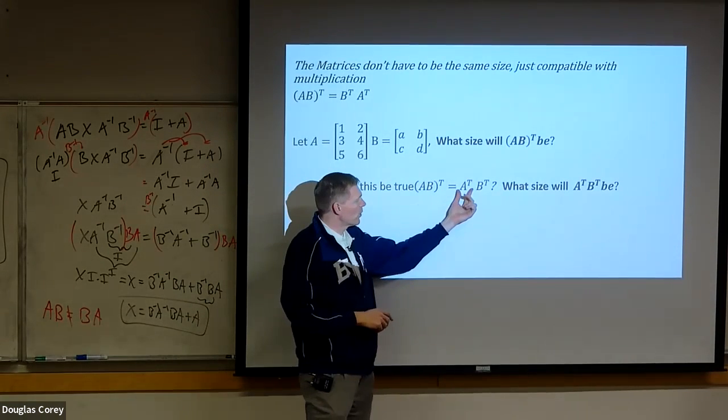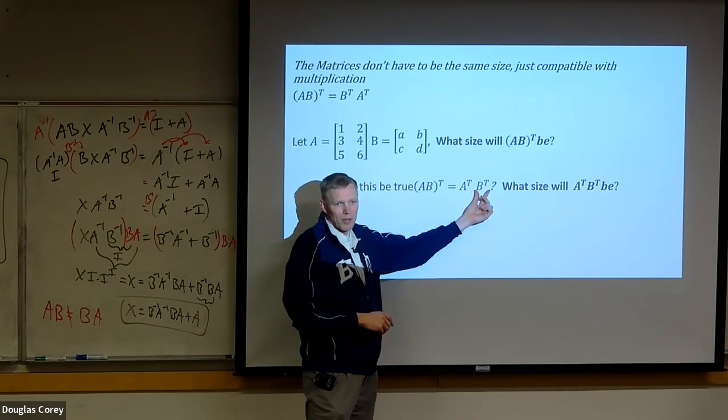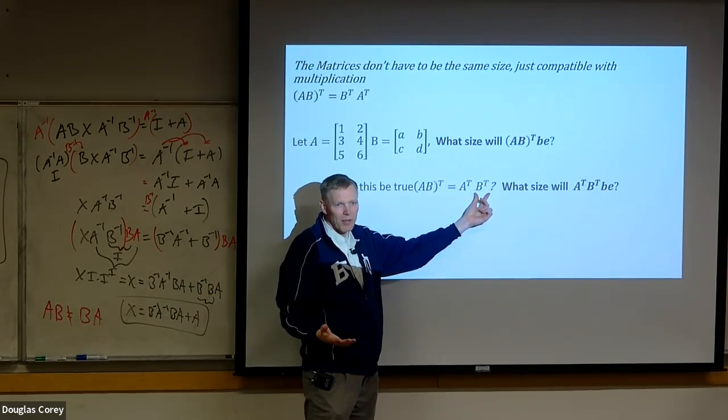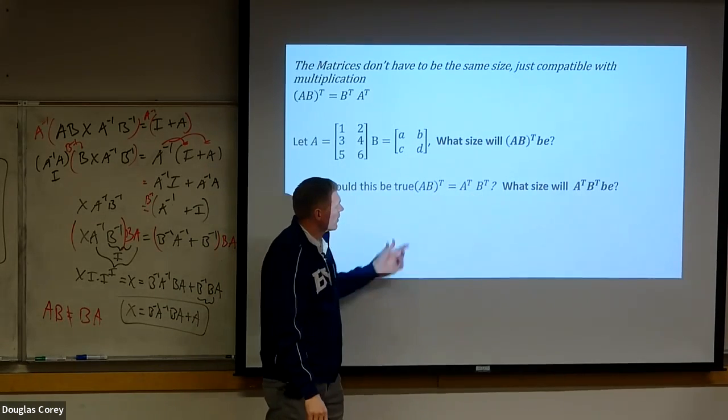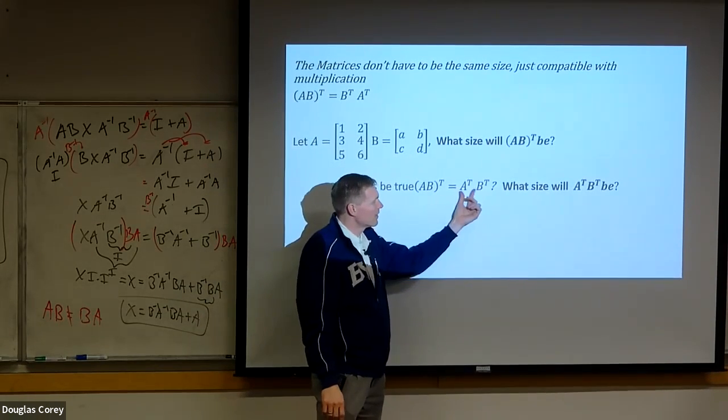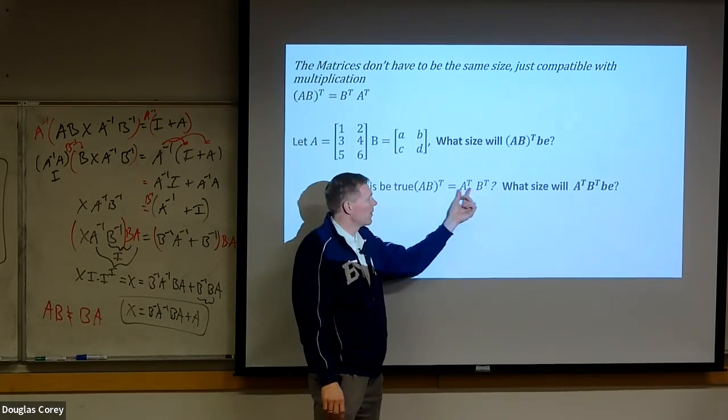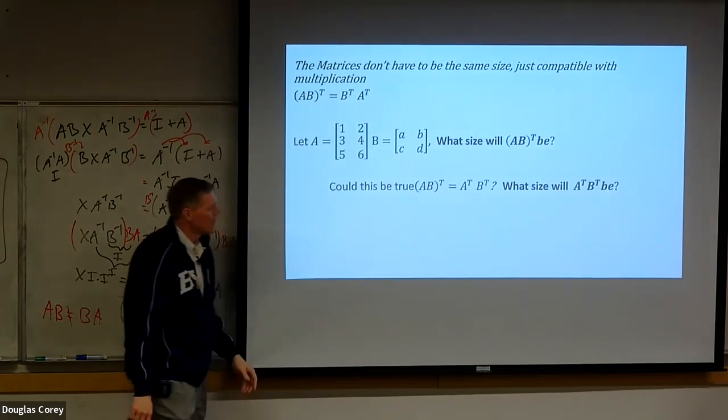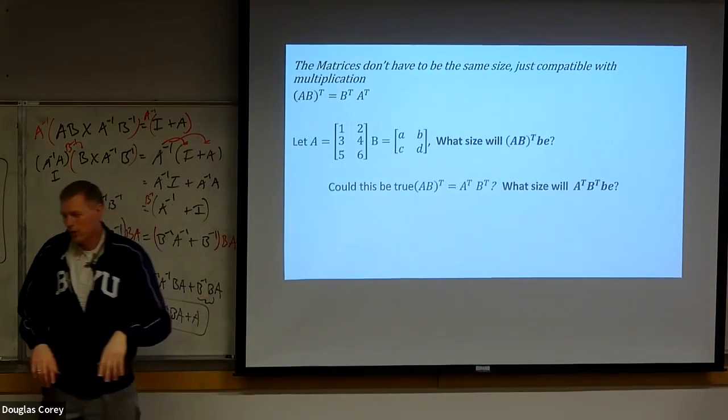How about this second case? What if I tried A transpose, B transpose? People shaking their head. It doesn't even exist, right? I can't even do that multiplication. So this is one way to help convince you this can't be true. But the B transpose and the A transpose, if we do B transpose times A transpose, we're okay.